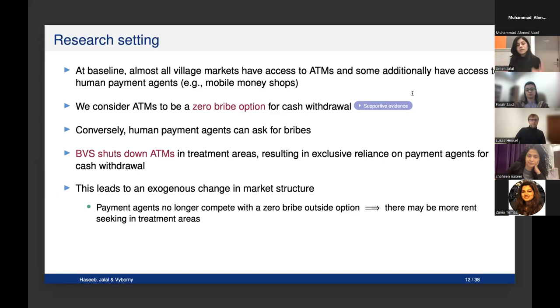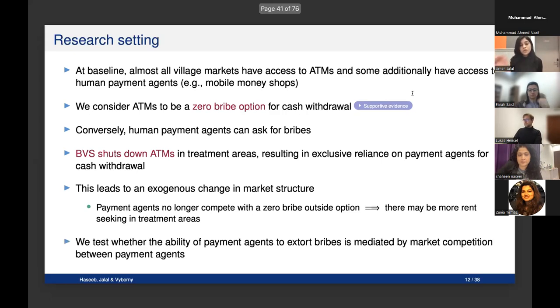Just the mere presence of ATMs, we think, is sufficient for human agents to know that they cannot ask for a lot of bribes. But once that zero bribe option shuts down, now they know you have no one else to go to. Even if you go somewhere else, they'll probably ask for bribes. So this leads to an increase in their market power.